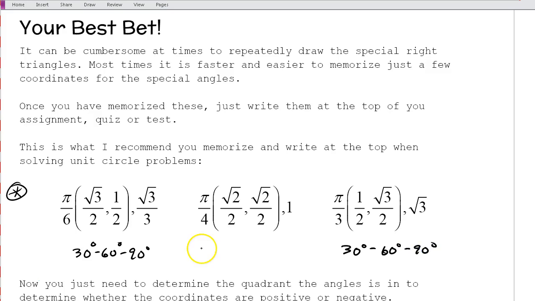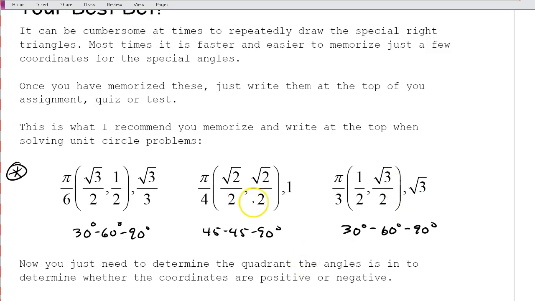And then we had our pi over 4, which is from our 45-45-90 triangle. It's an isosceles right triangle, and we figured out that the two legs were root 2 over 2, and then the tangent was y over x, which is just going to be 1. So my recommendation is take a little bit of time to memorize these three pieces of information here. Then when you have a quiz or a test, or the final exam, just write these up at the top of your paper and you can go back and refer to them.